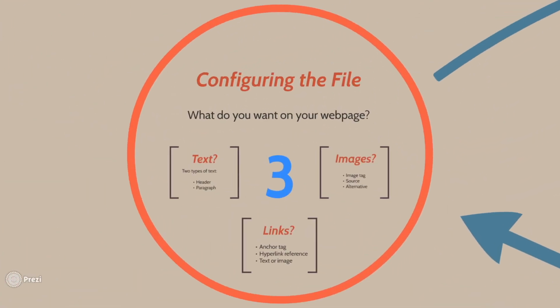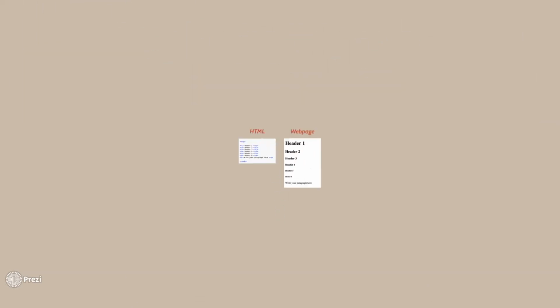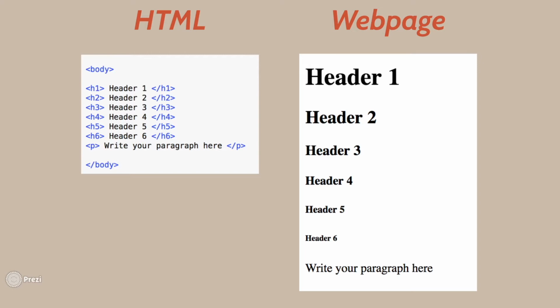What do you want on your web page? Text? Images? Links? These are common elements found on most web pages, so let's find out how to add them. Starting with text, there are two types of HTML text. There are headers and paragraphs. Headers are created using the header tag, which uses the letter H, followed by a number 1 through 6. H1 creates the largest header, while H6 creates the smallest.